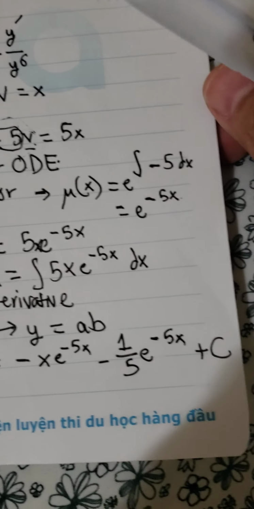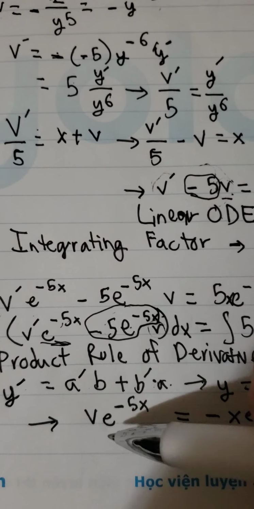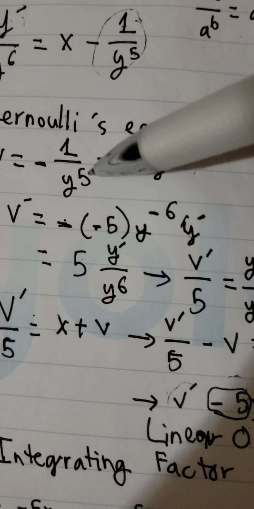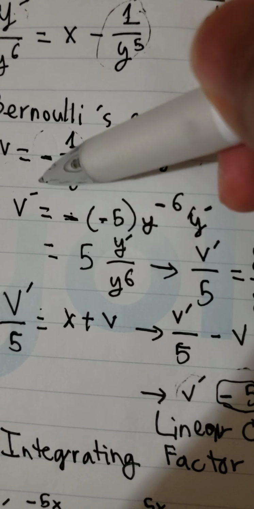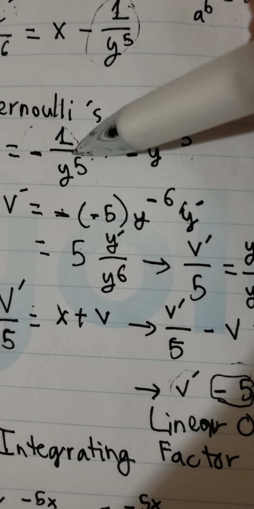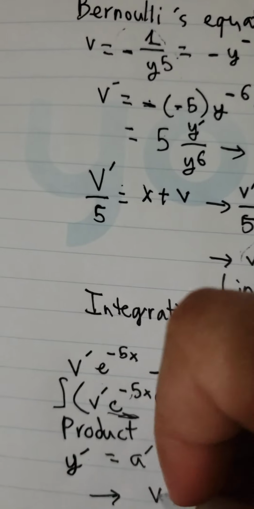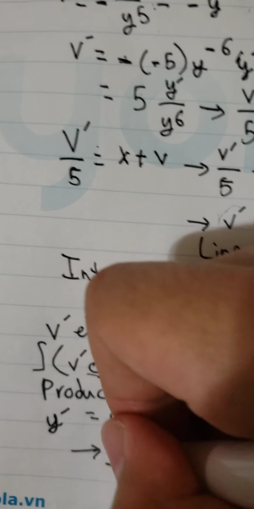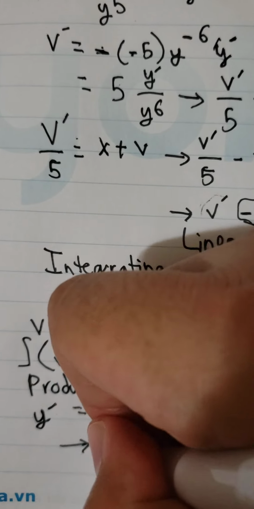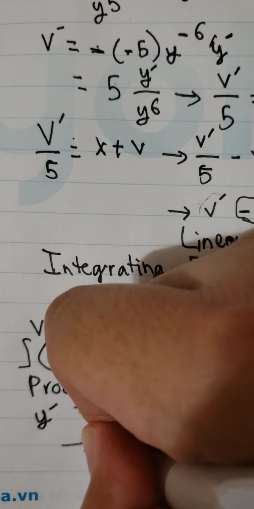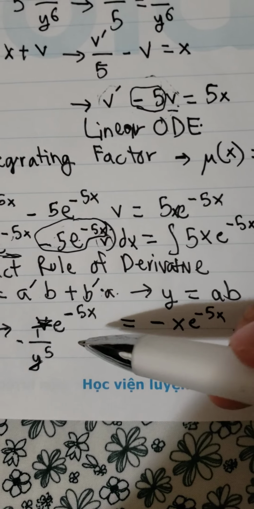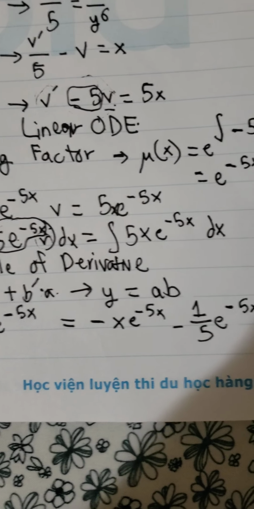After we have everything about v, we need to go back to this one. So we need to change back to negative 1 over y to the power of 5. And this is the answer. This is the end.